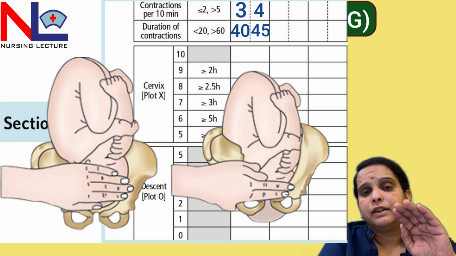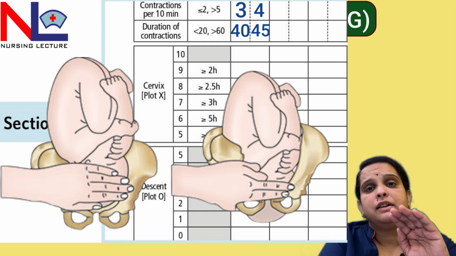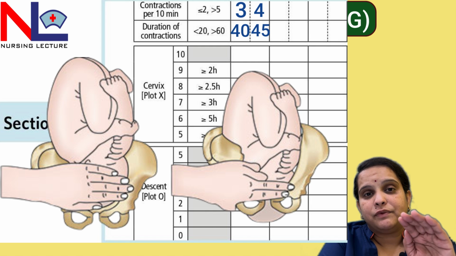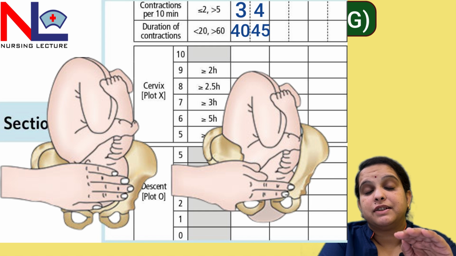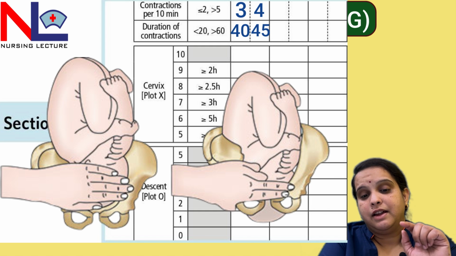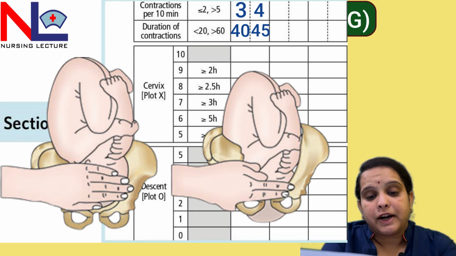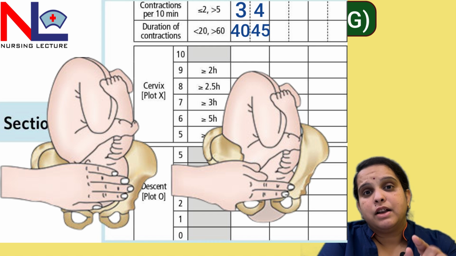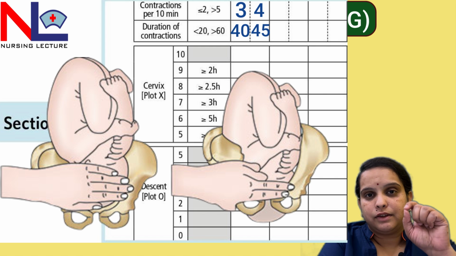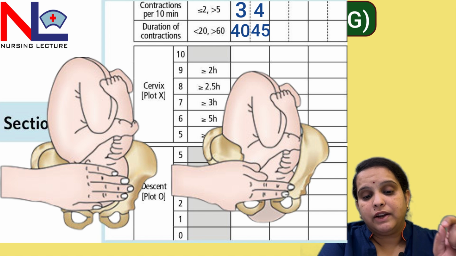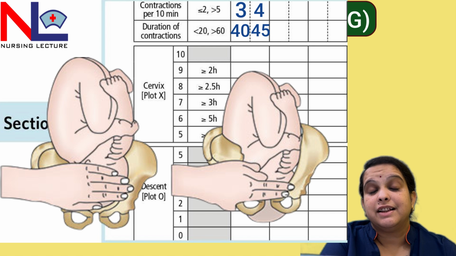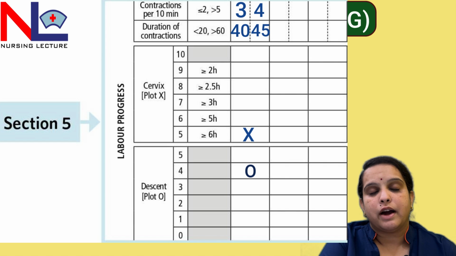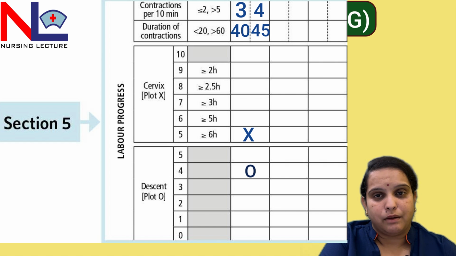So suppose 5 fingers are easily palpable above the symphysis pubis and we can estimate that it is the presenting part, then we have to write 5. So here in front of 5 you have to make O. Suppose you are finding only 4 fingers above the symphysis pubis, then you can plot O in front of 4. And here you can see there is no alert column for descent of head. So this is how you have to write O, that is, how many fingers are palpable above.